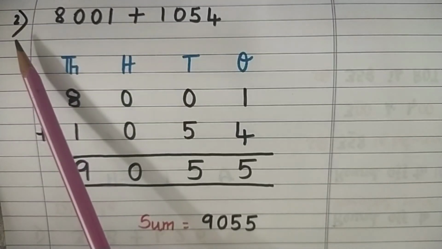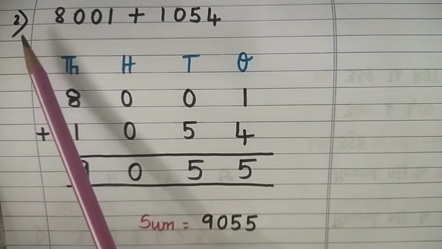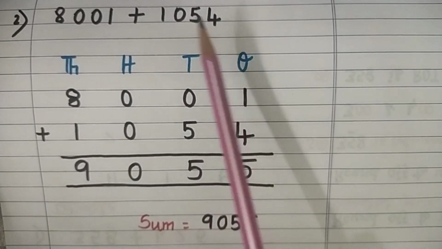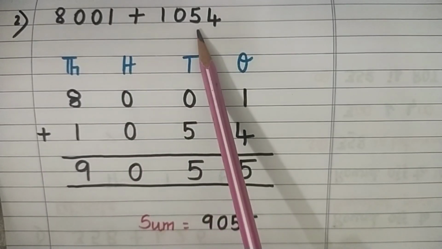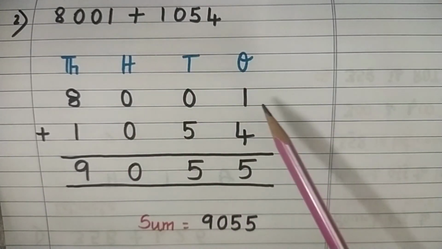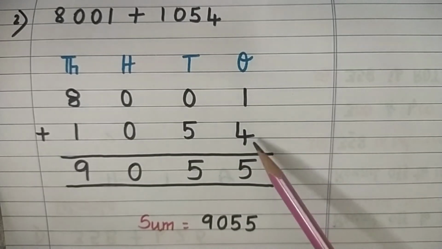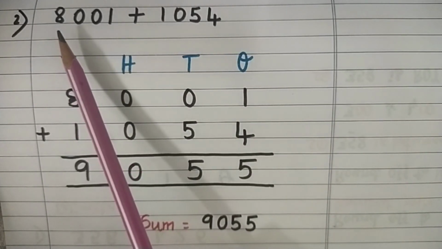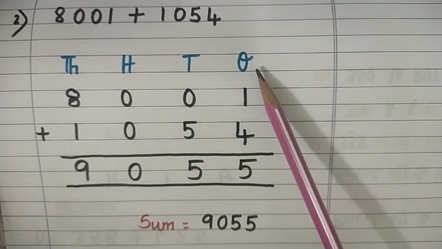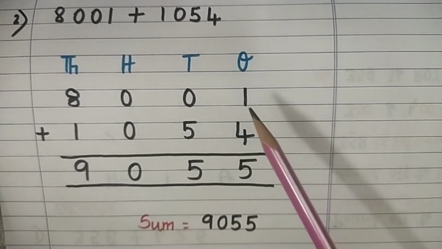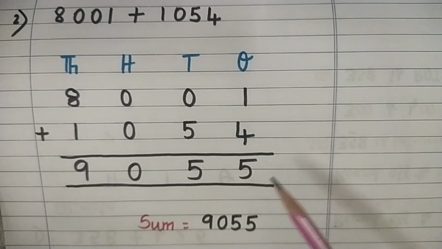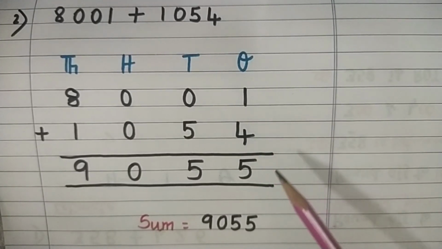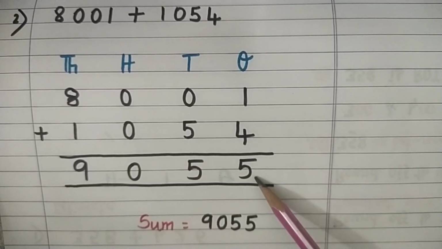7,786. Let us see the second example, children. 8,001 plus 1,054. This is the first addend, second addend. Write the given numbers according to their places, one below the other, from right towards the left. Children, step 1. First, we need to add the ones place. 1 plus 4 gives 5. You already know that any number added with 1 gives the after number. So, the after number of 4 is 5.